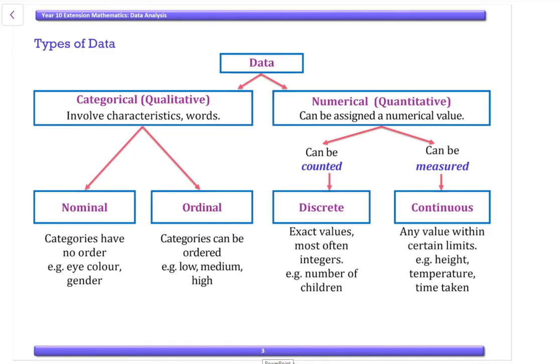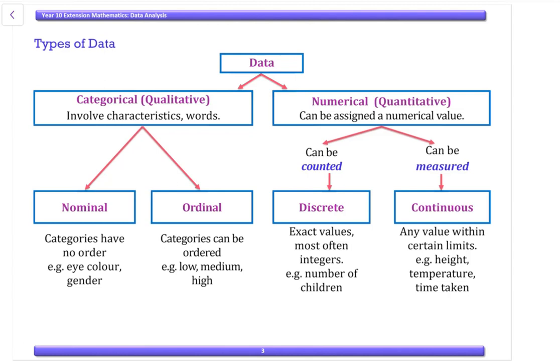This video reviews statistical graphs. Now before we start, we have to look at types of data because that will affect what kind of graph we can have. So data can be divided into categorical or qualitative data, which involves characteristics or words, or numerical data, which is quantitative, and that can be assigned a numerical value.